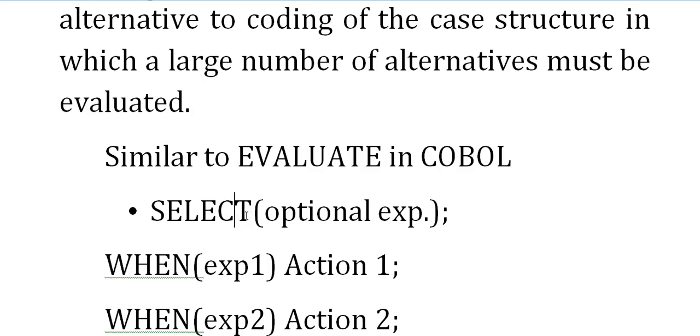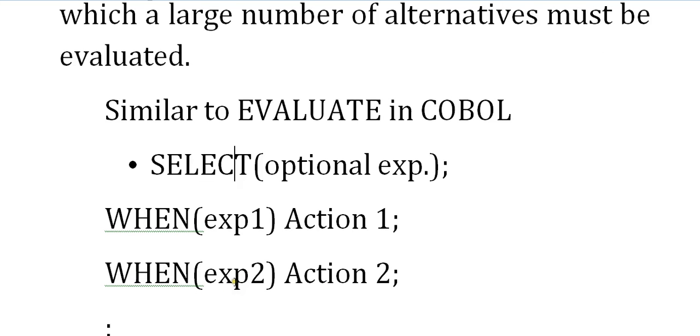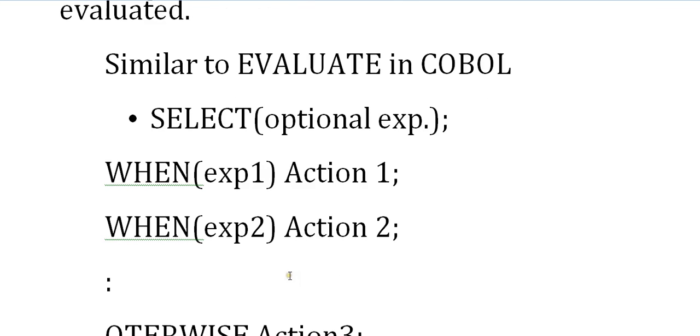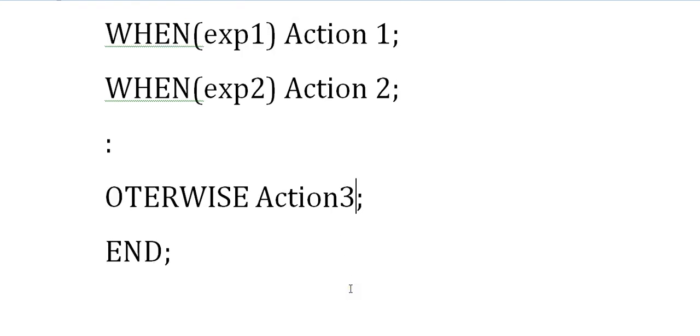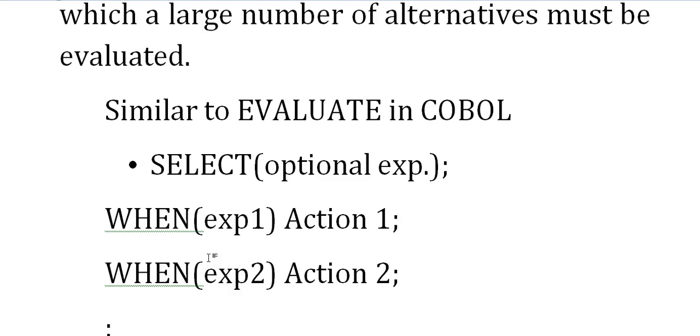You specify select with the optional expression, then when a set of conditions: if the condition is satisfied, take this action. If condition 2 is satisfied, take this action or execute a number of statements. If none of the conditions is satisfied, you have another keyword called otherwise, which gives the action to take. And it always ends with the end statement. So this is how a simple select works and its syntax.